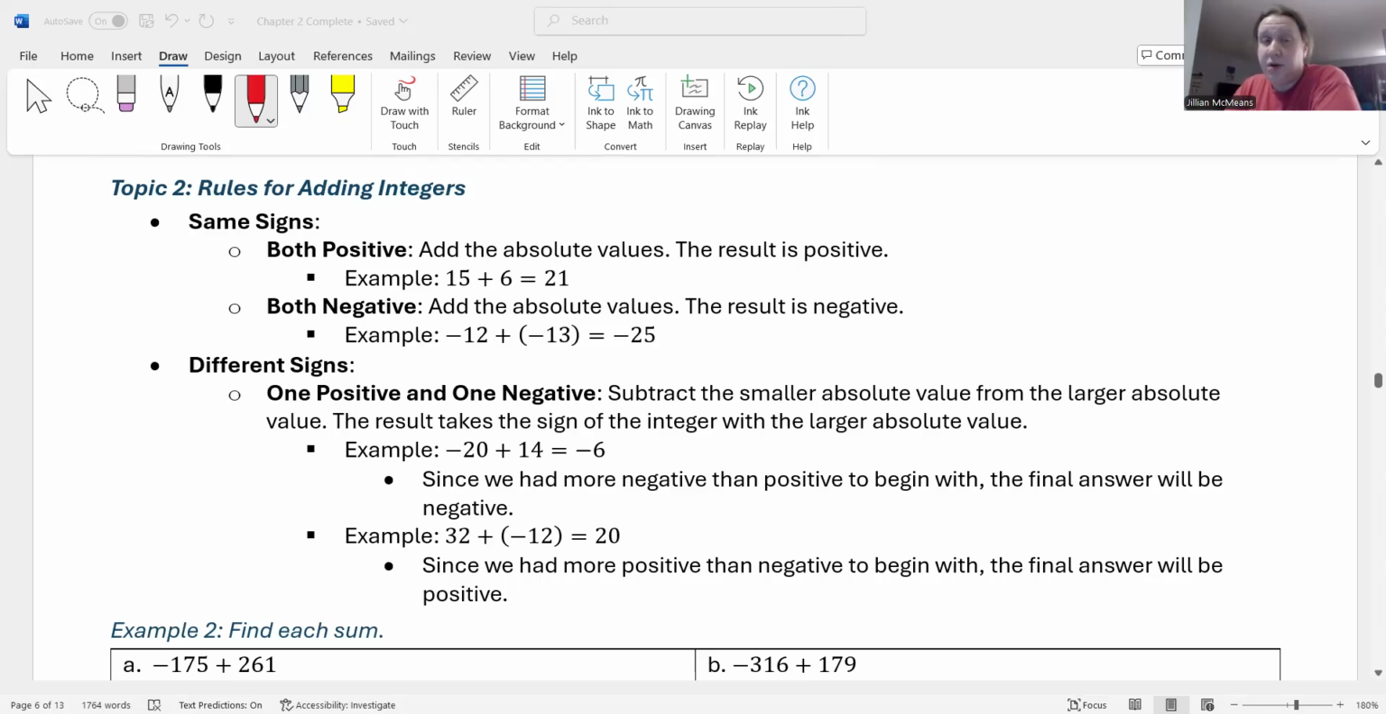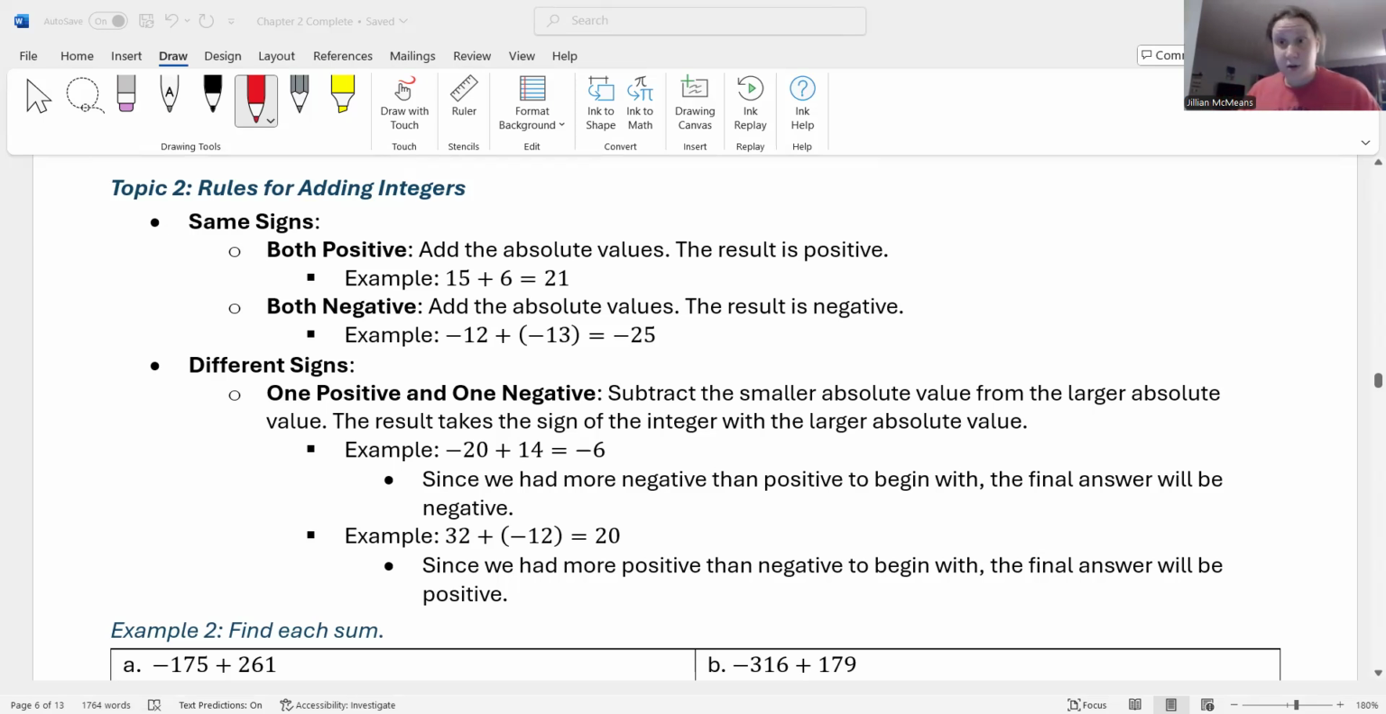For topic two, we're going to look at the rules for adding integers. You've already seen generally how addition of integers works using a number line. Now we're just going to look at the basic rules, which are going to be a little bit easier for us to use, because a lot of the numbers we're going to work with are going to be big enough that using a number line might not make a whole lot of sense. So let's go ahead and look at this.